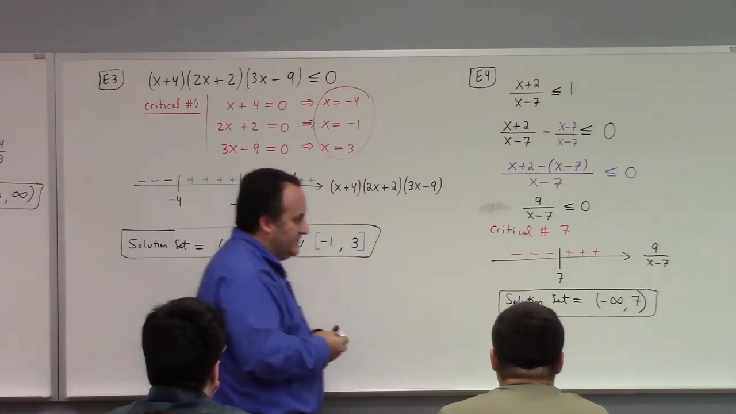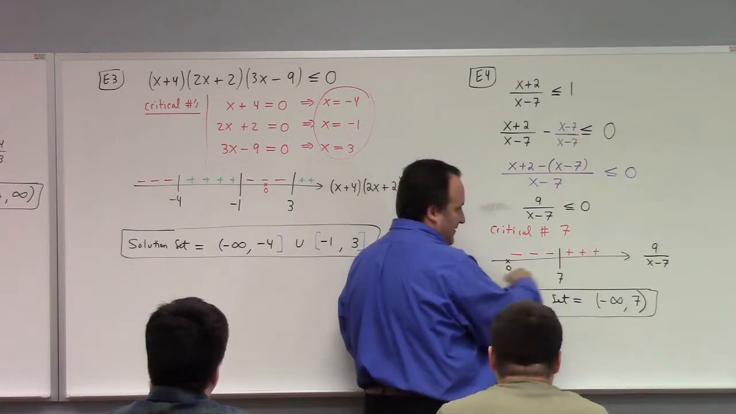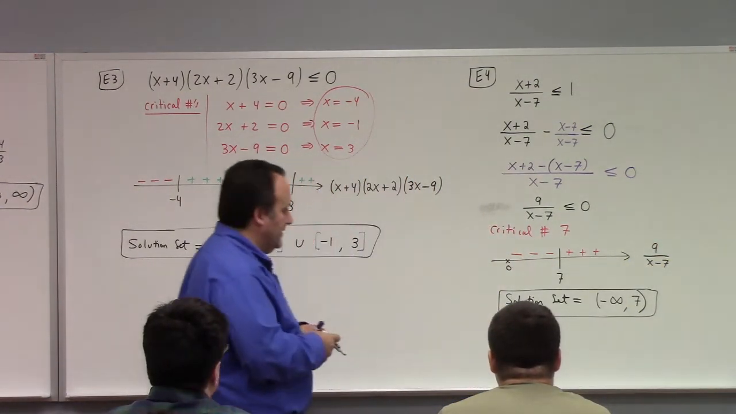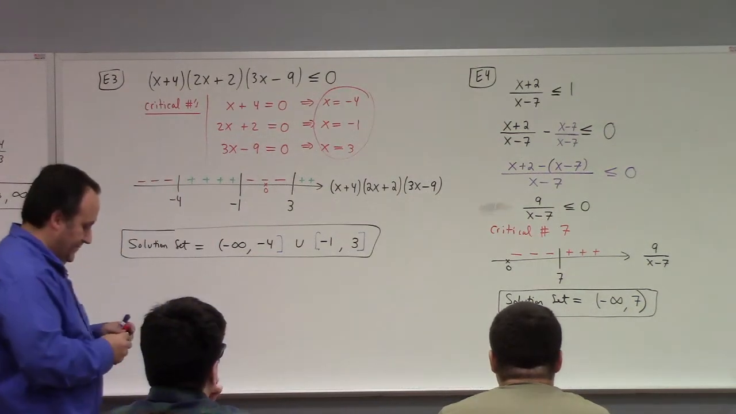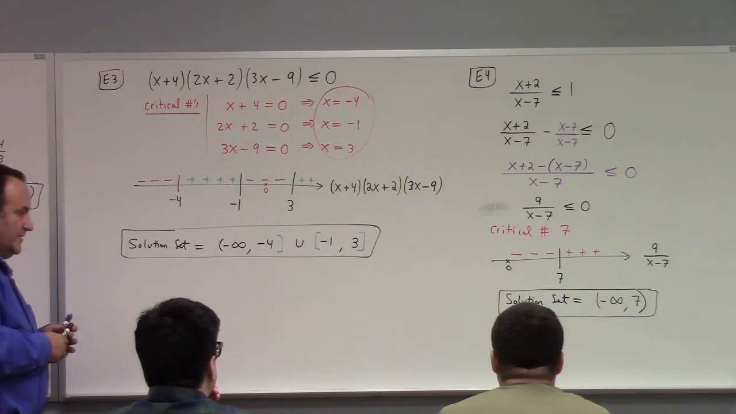We plugged in a point. So I was told to plug in 0. So I plugged in 0. We got 9 over minus 7, which is negative. Any questions? All right, let's.